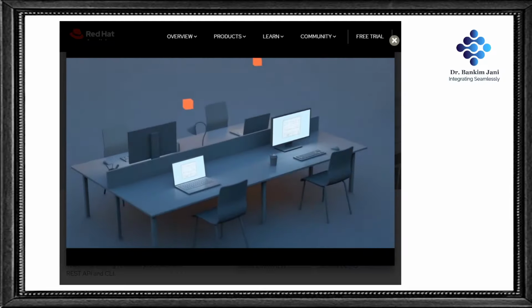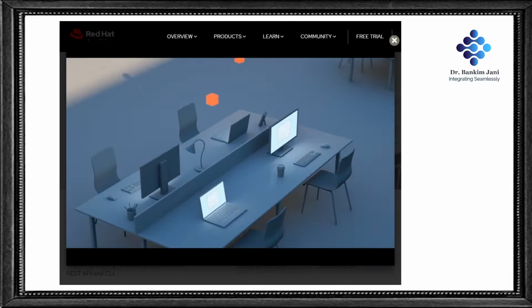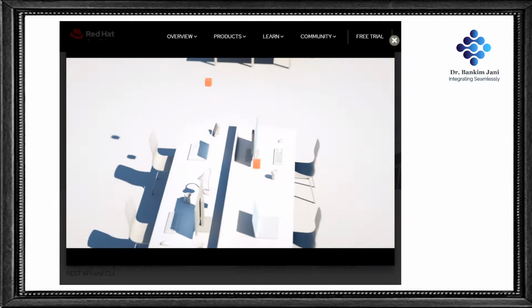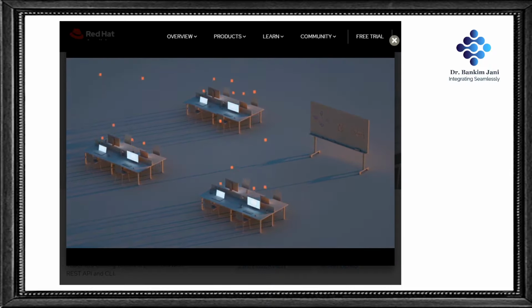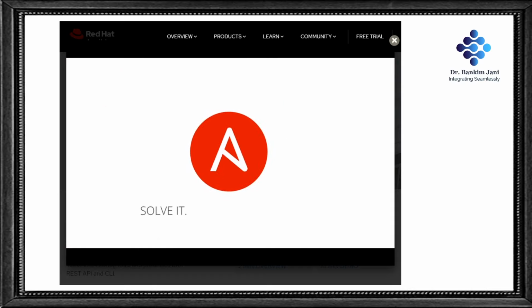Today, no team has time for manual effort in solving the same problems again and again. When you automate, you accelerate. And when you scale automation across your company, anything is possible. Solve it, automate it, share it.